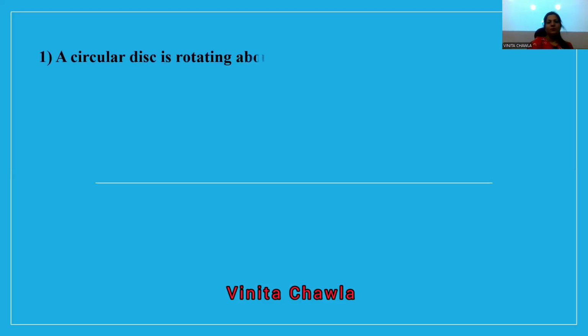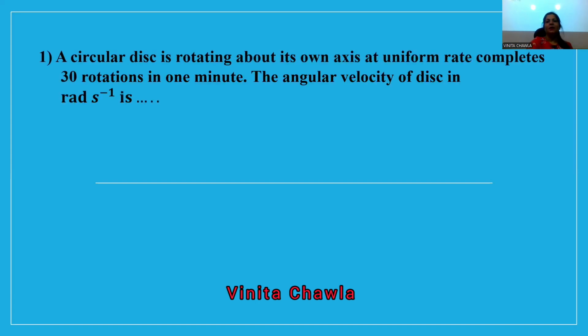Now do this question. A circular disc is rotating about its own axis at a uniform rate. It completes 30 rotations in 1 minute. The angular velocity of the disc in radian per second is. We have the number of rotations given, it is 30. Time is given, 1 minute, and 30 rotations, right? We have to find angular velocity. How do we find angular velocity? It's 2 pi n. Angular velocity is 2 pi n.